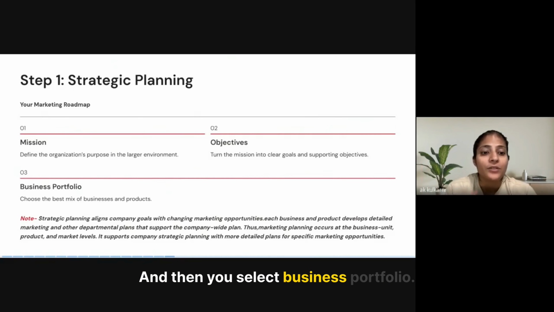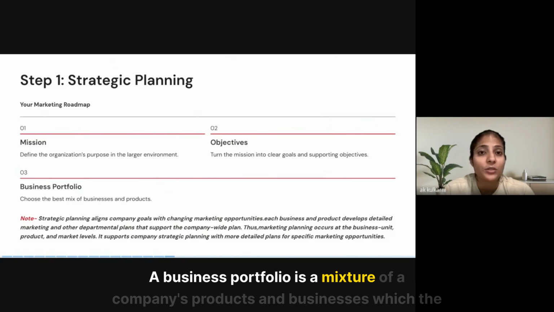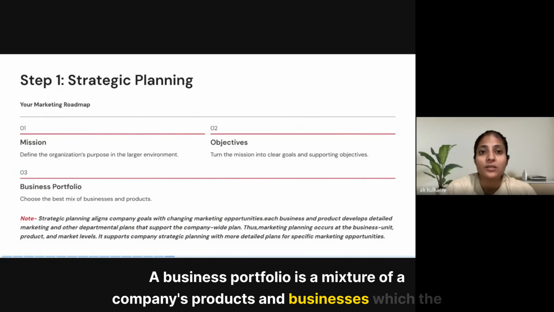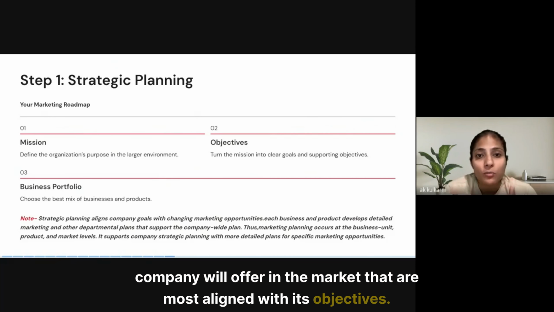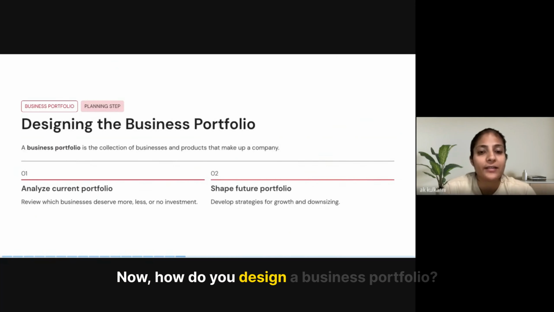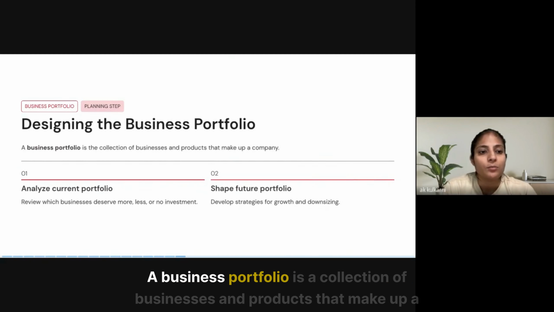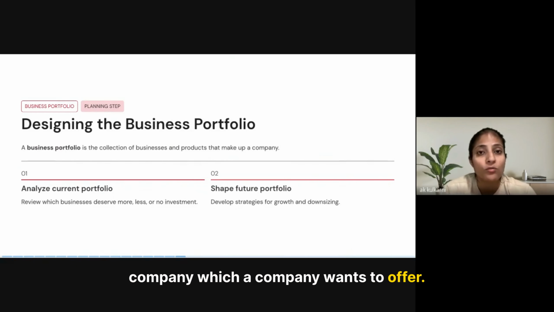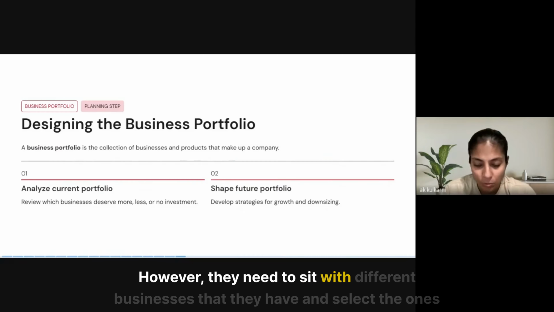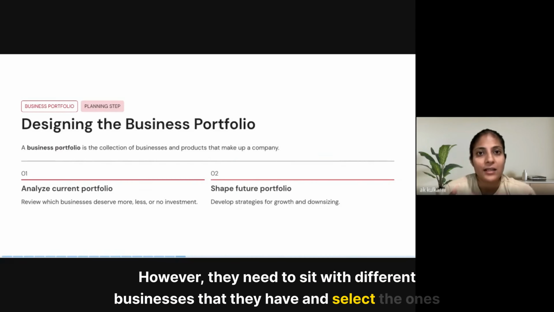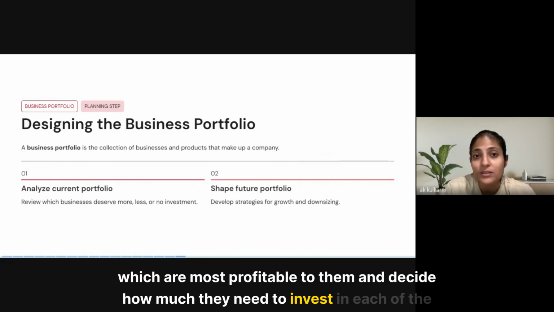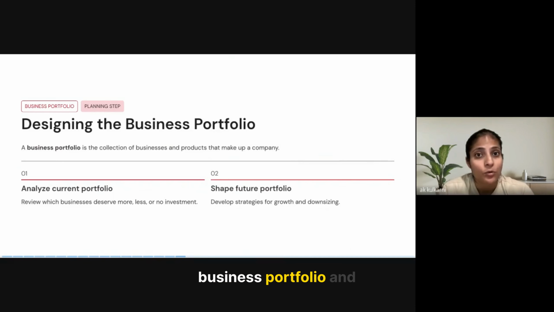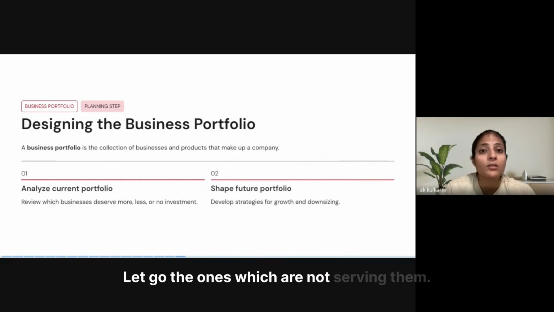And then you select a business portfolio. A business portfolio is a mixture of a company's products and businesses which the company will offer in the market that are most aligned with its objectives. Now, how do you design a business portfolio? A business portfolio is a collection of businesses and products that make up a company, which a company wants to offer. However, they need to sit with the different businesses that they have and select the ones which are most profitable to them and decide how much they need to invest in each of the business portfolio and let go of the ones which are not serving them.